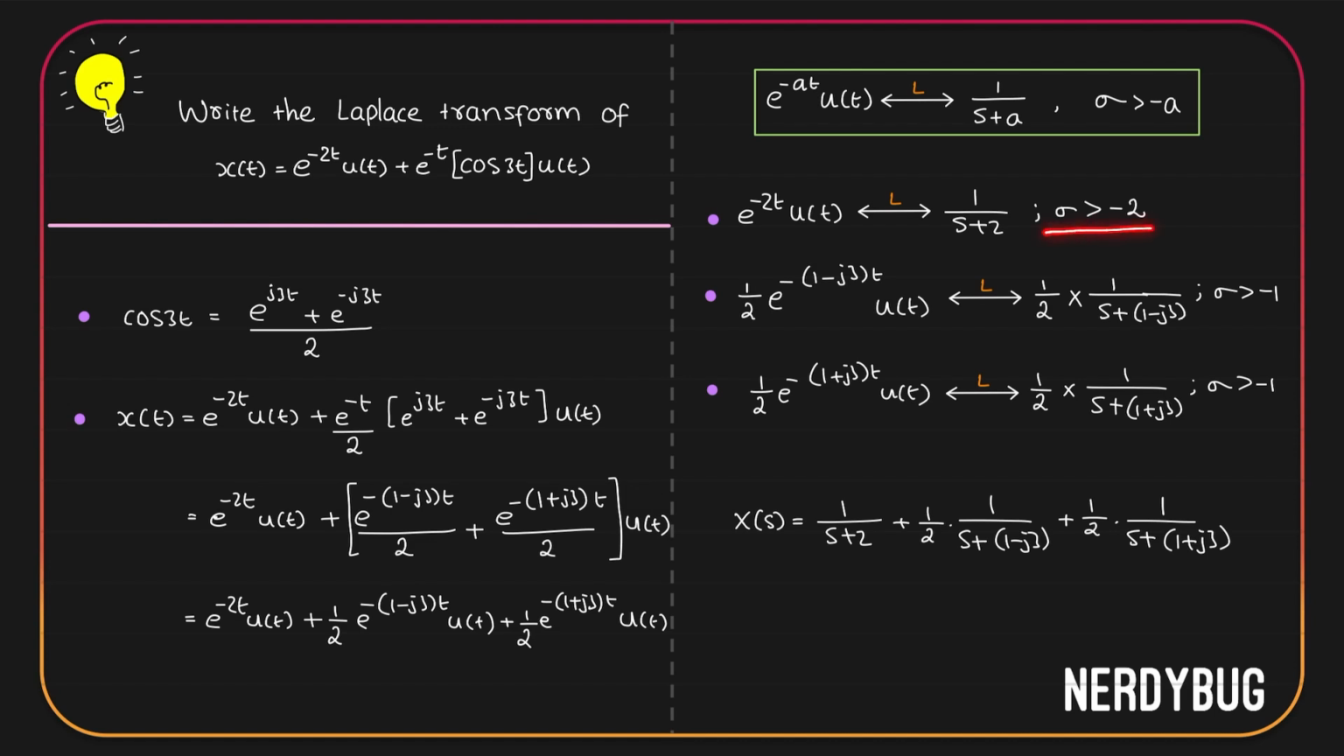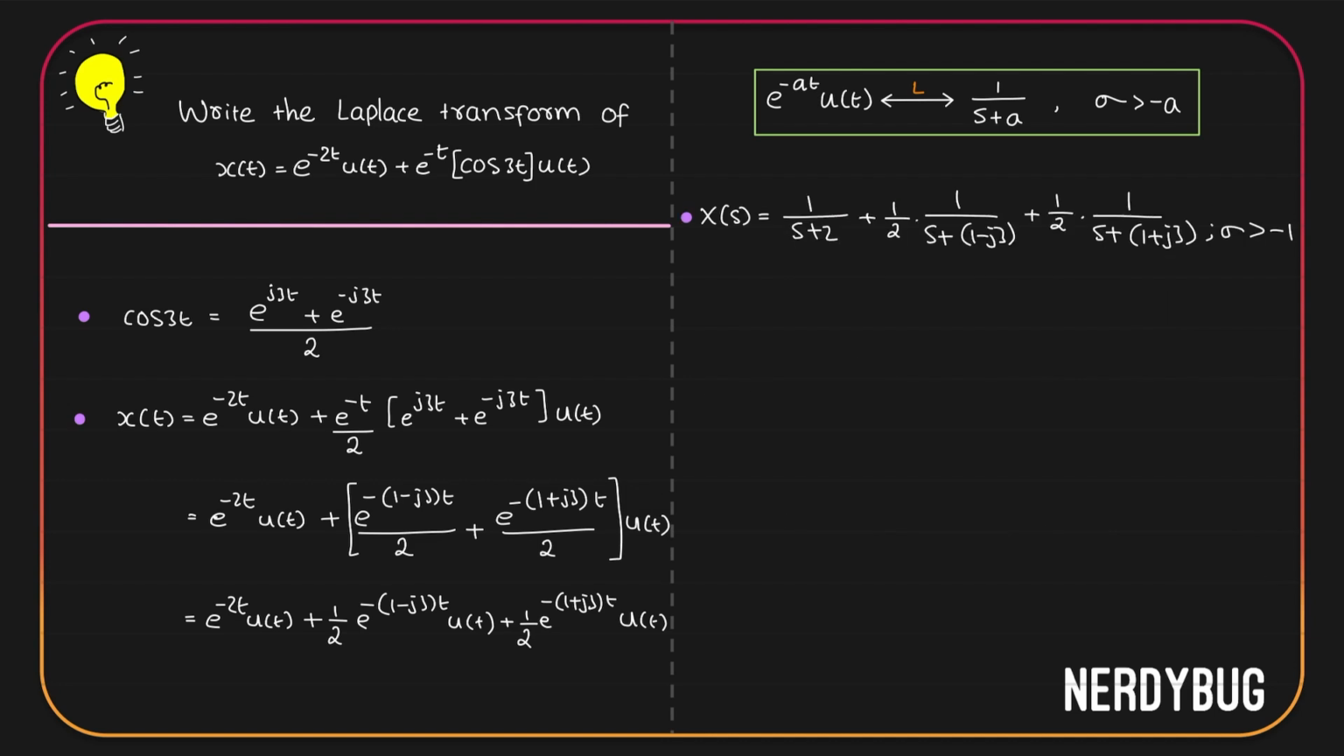For the first part, sigma should be greater than minus 2. For the second part, sigma should be greater than minus 1. Third part also needs sigma to be greater than minus 1. So the common region is sigma greater than minus 1. So ROC of x of s is sigma greater than minus 1. Let us represent ROC on an S-plane. It is everywhere on the plane where sigma is greater than minus 1.